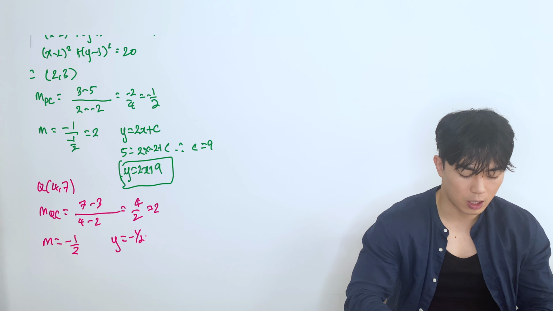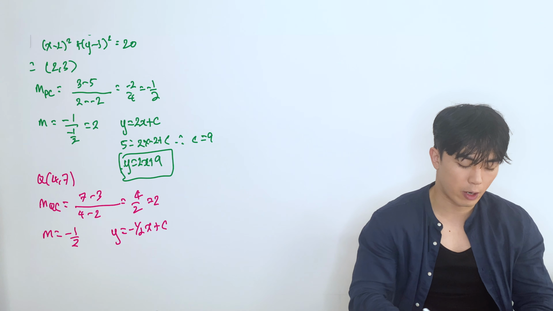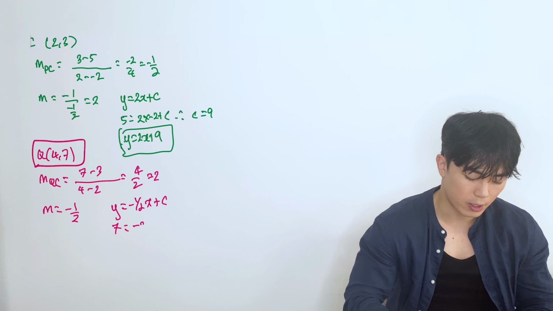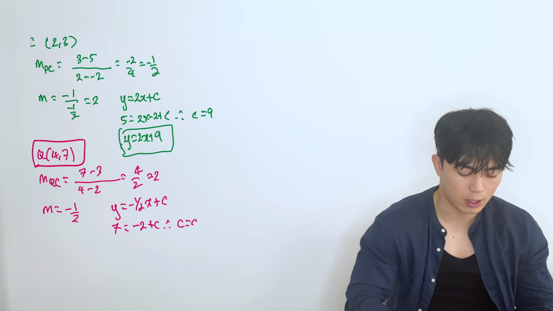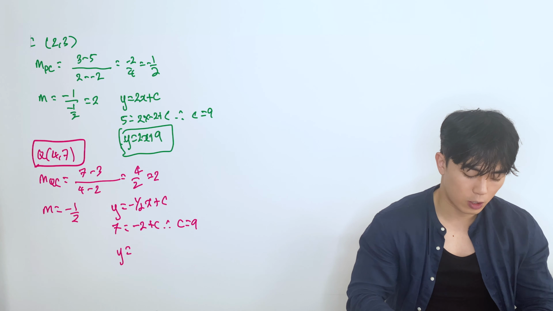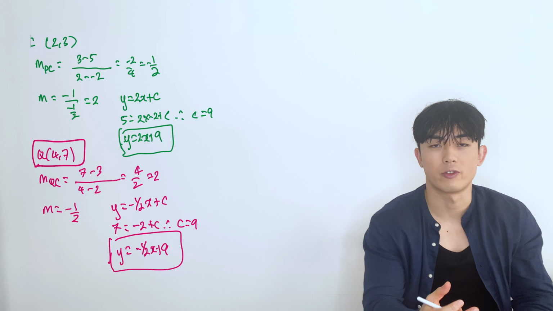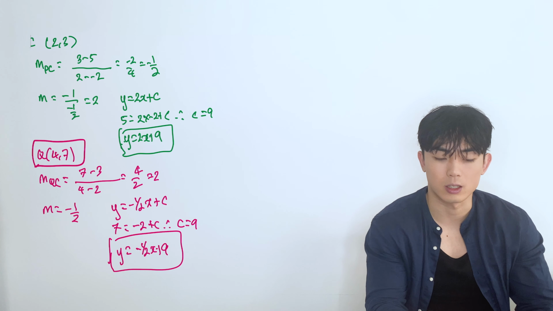So y is minus half x plus c. Once again, we now plug in Q's coordinate to find c. 7 is equal to minus 2 plus c, so therefore c is 9. So the tangent at Q is y equals minus a half x plus 9. Okay, so we use the property relating a tangent to a circle.